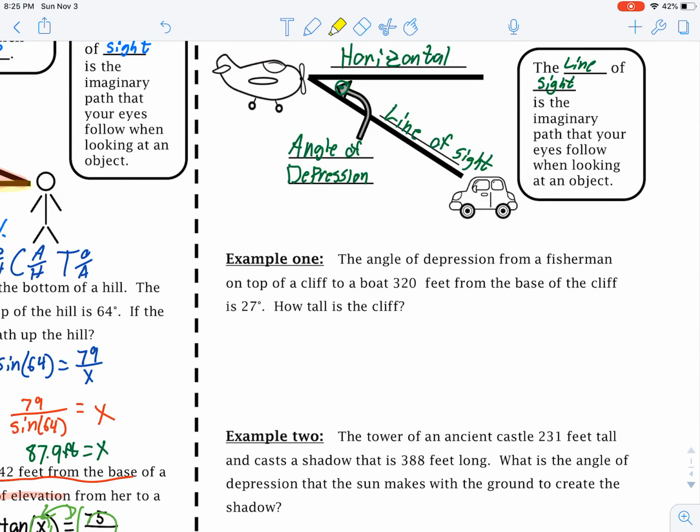So we have the angle of depression from a fisherman on top of a cliff to a boat 320 feet from the base of the cliff is 27 degrees. How tall is the cliff? Okay, so we're going to draw another triangle, but it's going to look kind of like the one I'm highlighting right now. It's going to make a right triangle, but kind of upside down. So go ahead, let's draw our triangle.